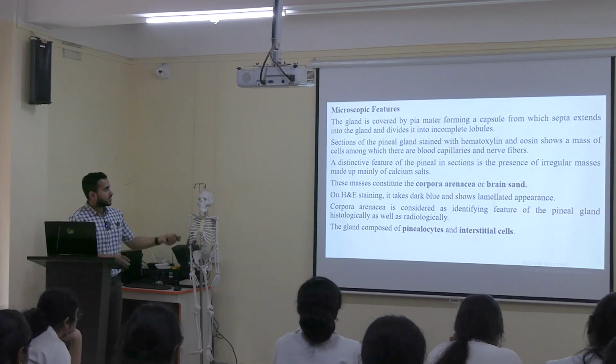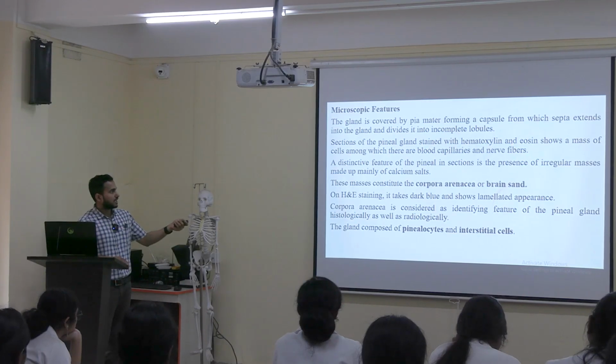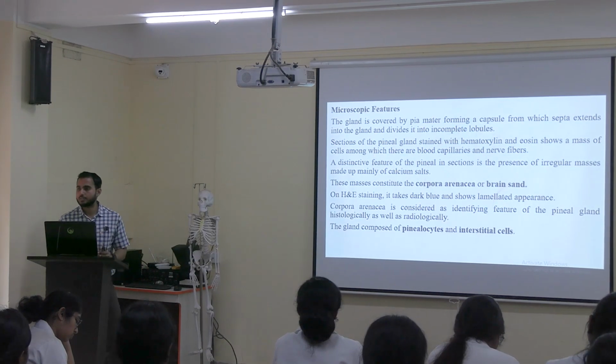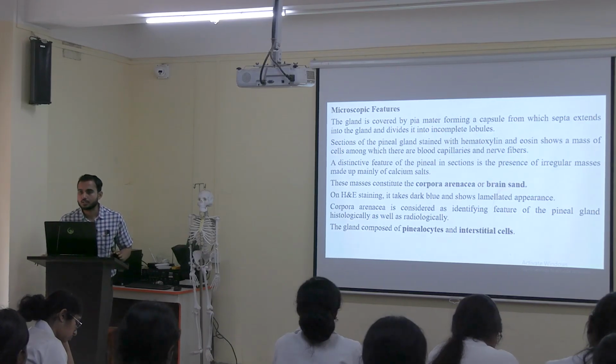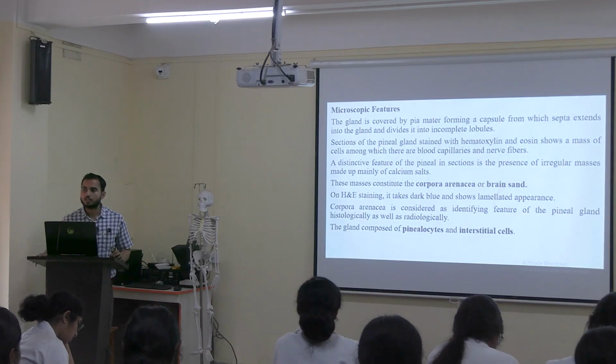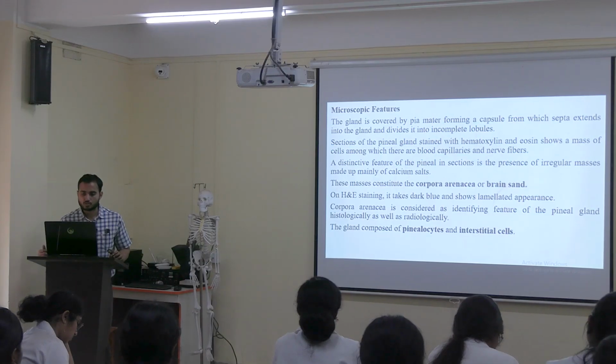Now if you take a section of the pineal gland and stain it with H&E, what will it show? It will show a mass of cells with blood capillaries and nerve fibers. A mass of cells will be there, mainly two types of cells. Along with that, you can see capillaries and nerve fibers. These are the constituents of the pineal gland when seen under the microscope.